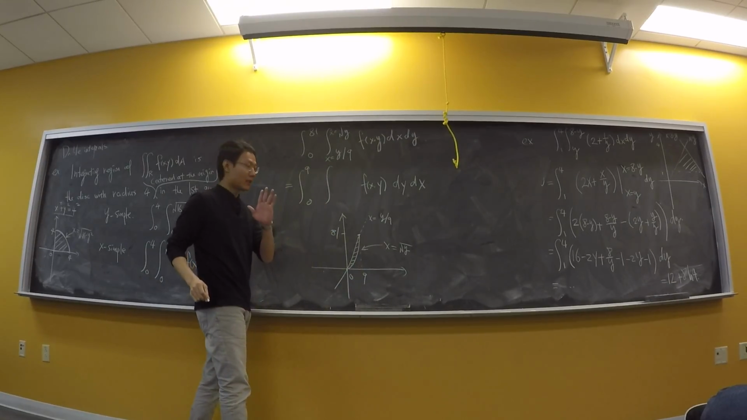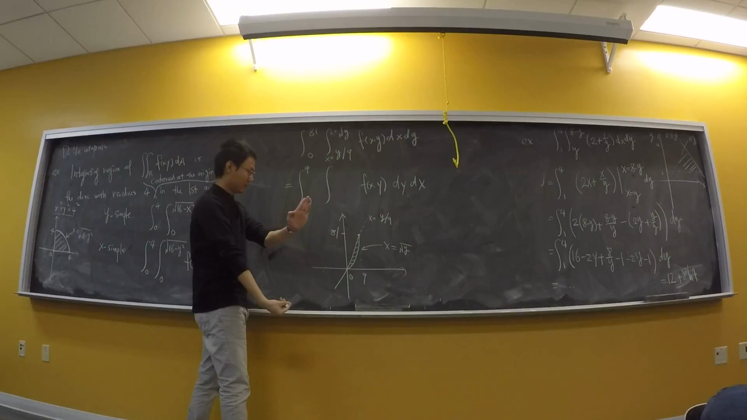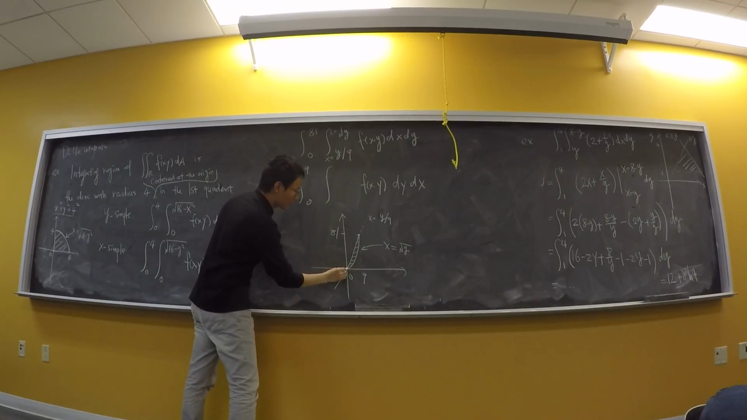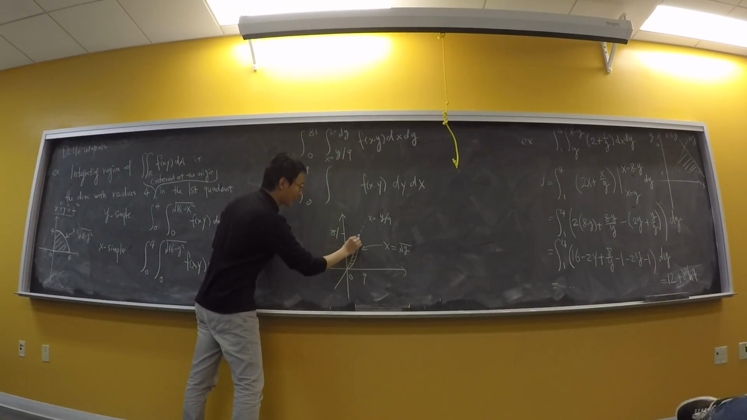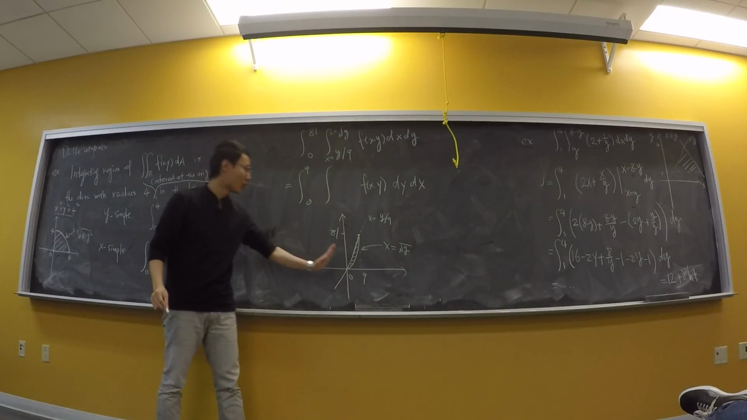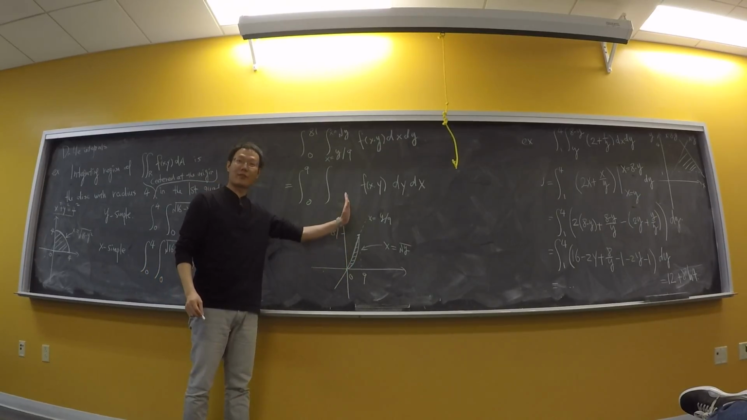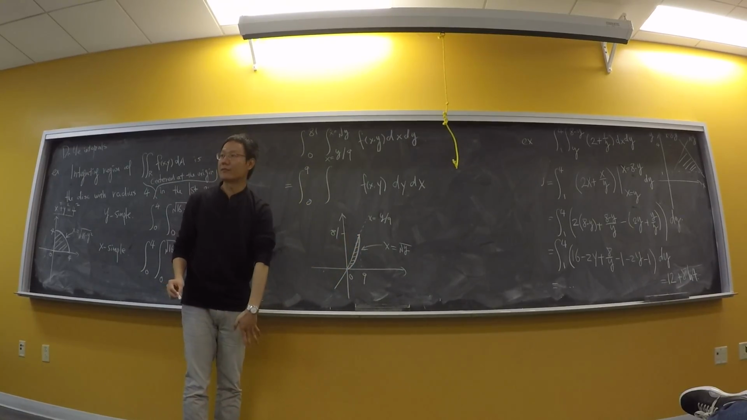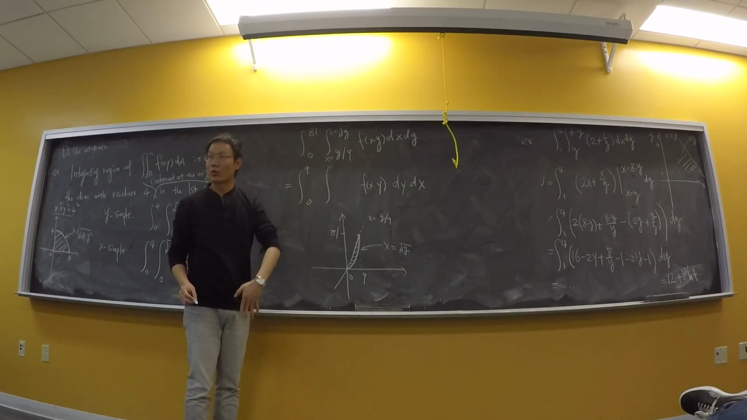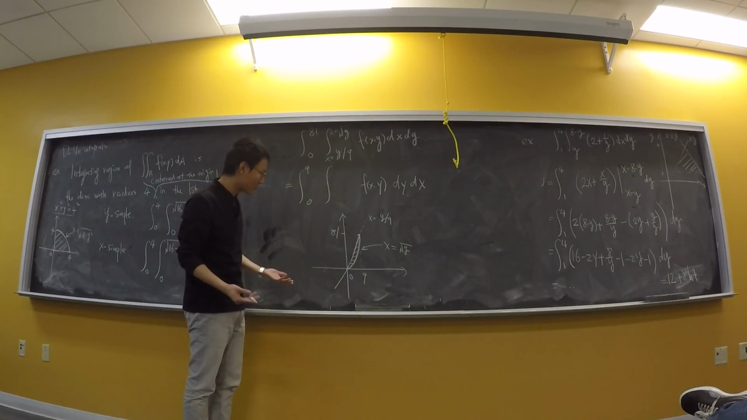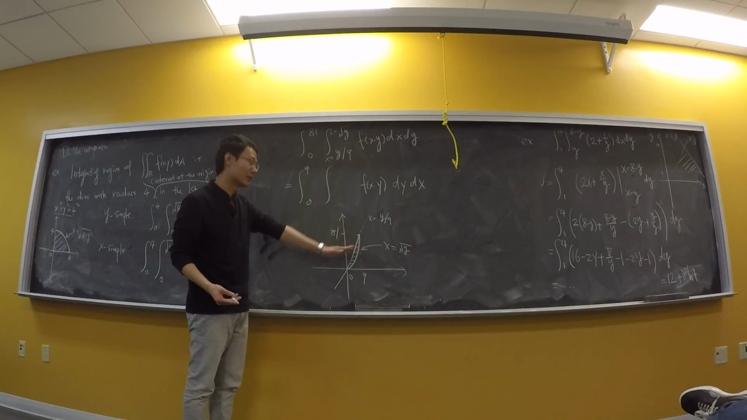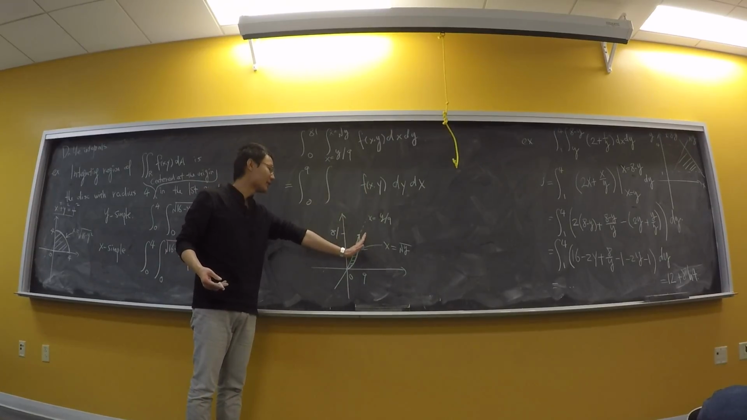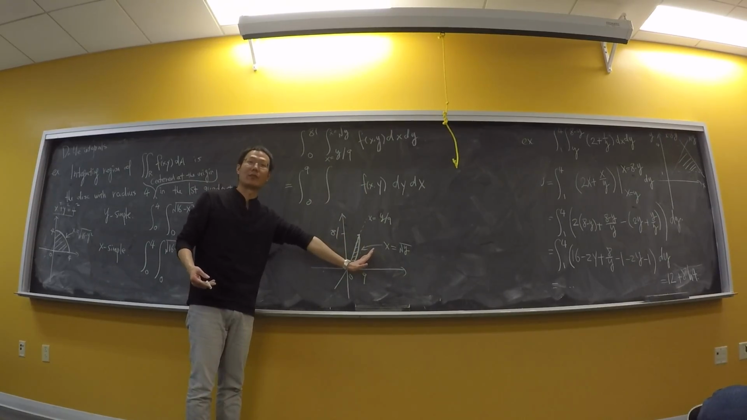I need an upper function and a lower function. The upper function is going to be this straight line, right? You cannot go higher than this straight line. The lower function is going to be this curve. You cannot go lower than this curve, right? You cannot go lower than this curve. Some people are confused about why it is upper, why it is lower. You can just see whether this region is bounded above or below by these two curves.